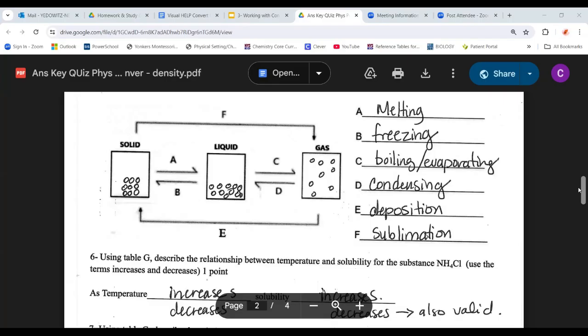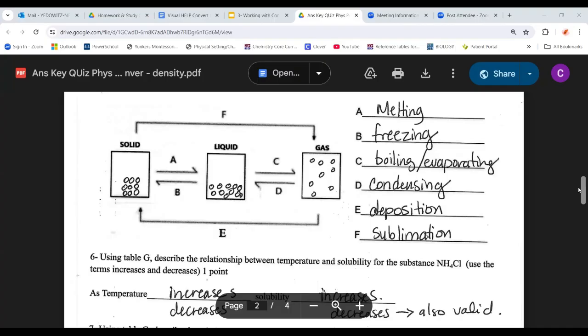Okay, so deposition is when a gas goes directly to a solid. This requires a rapid and sudden change in temperature, a drastic change in temperature, meaning you go from a really high temperature to a really low temperature quickly. You can go in your kitchen, pause your video, open your freezer, and watch sublimation happen. Sublimation is when a solid immediately goes to a gas.